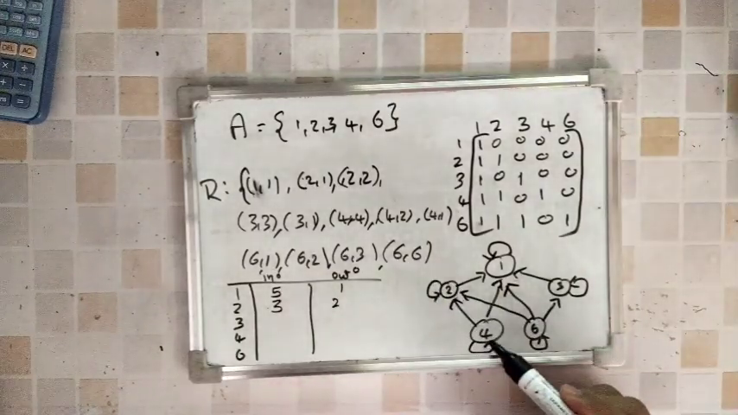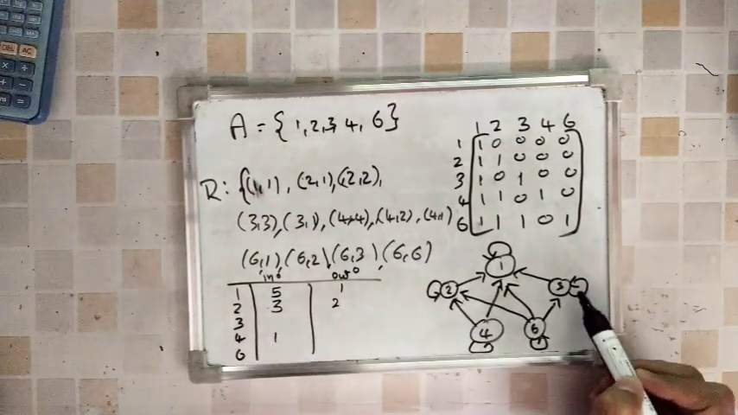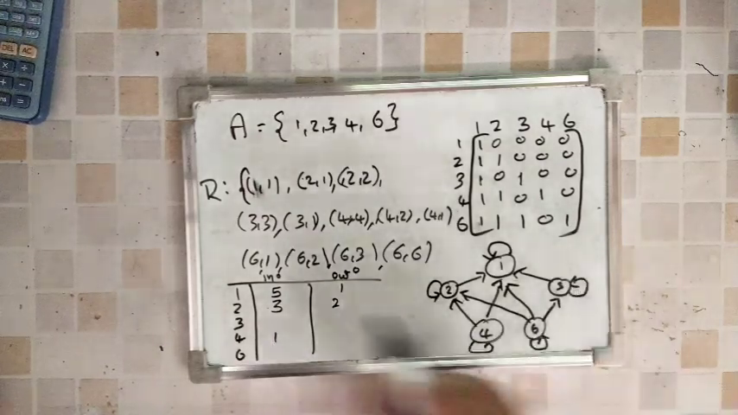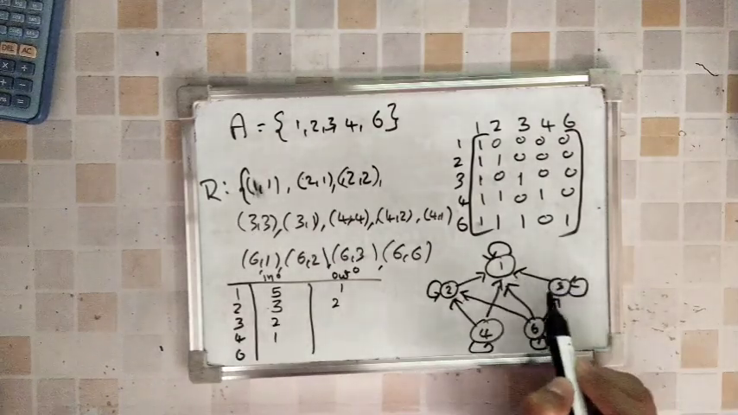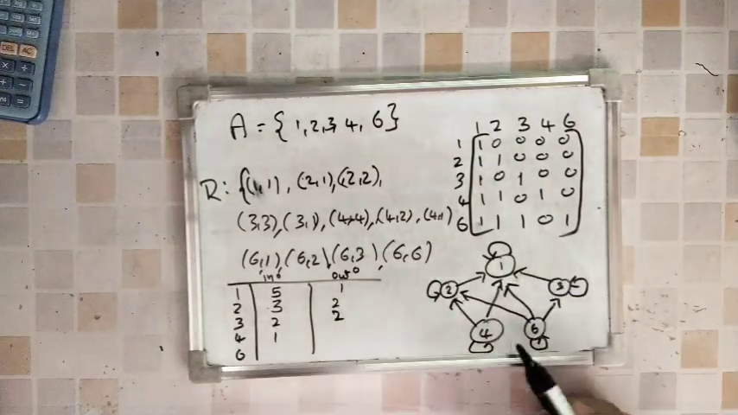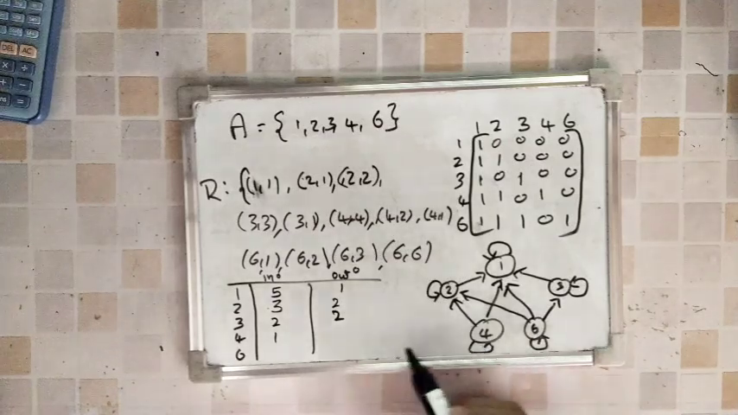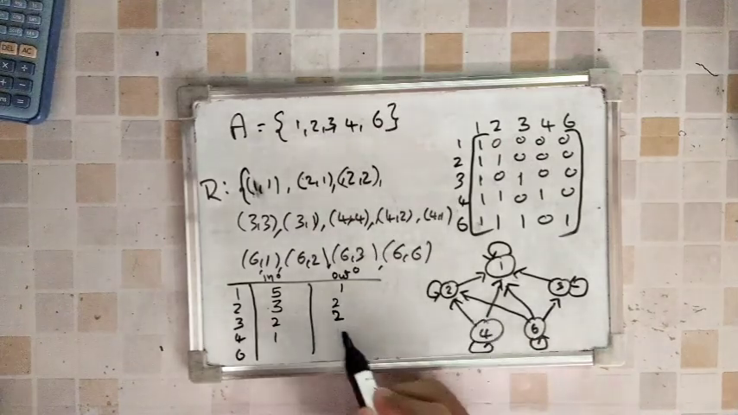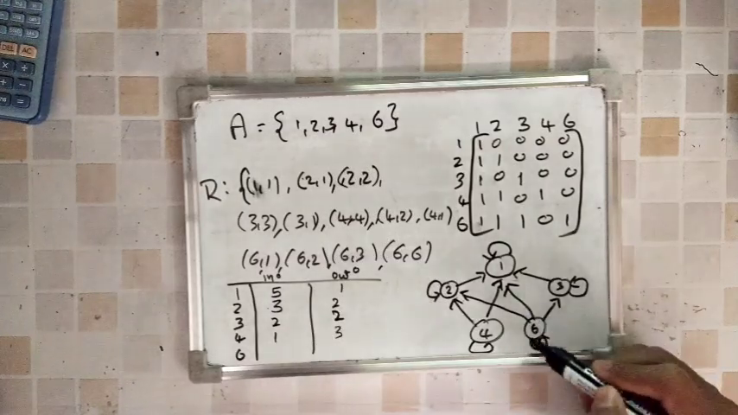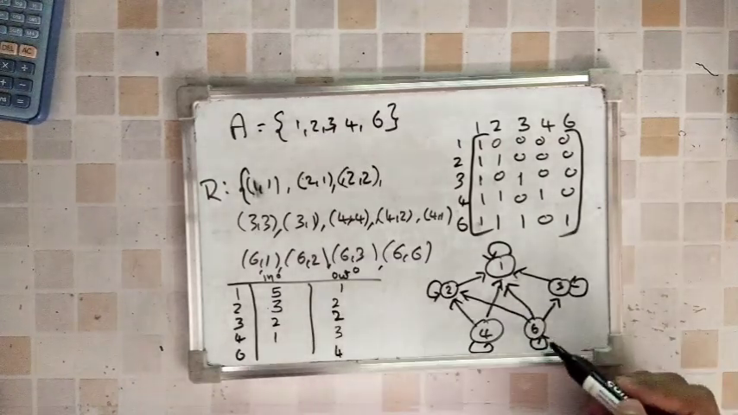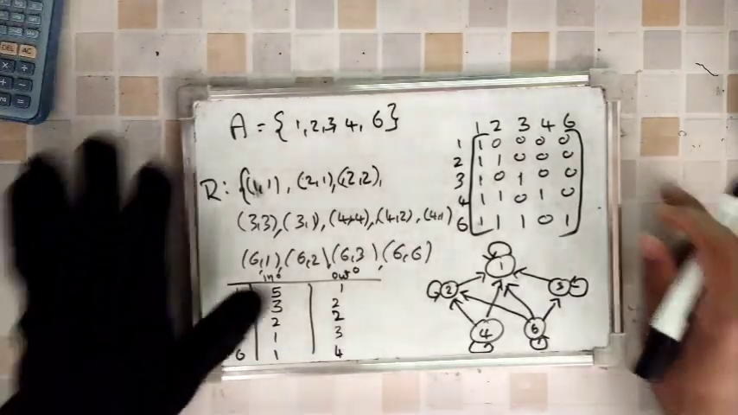For 3, how many are coming inside? 1 from 6, 1 from itself, so that is 2. How many are going out? 1 is going to 3 itself, 1 is going to 1, so that is also 2. For 4, only 1 is coming inside, that is itself. How many going out? 3 are going out. For 6, how many are going out? 4 are going out, and only 1 in. Then you have to draw like this, very simple question, done.